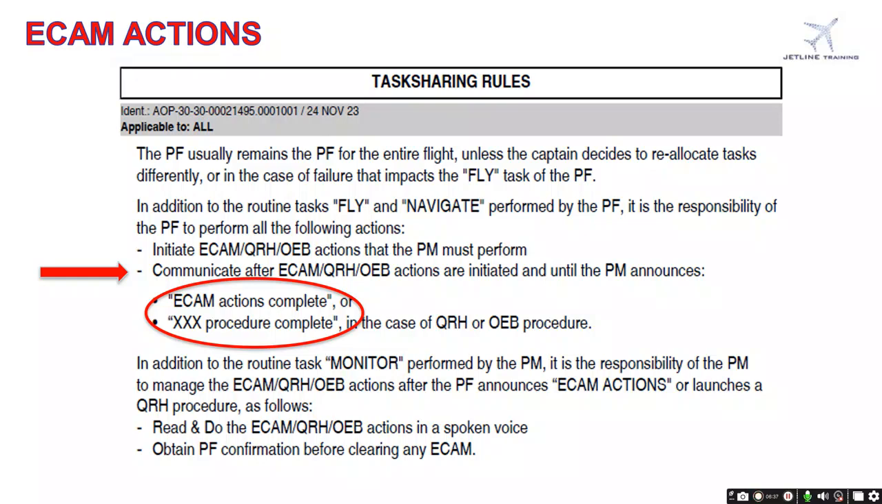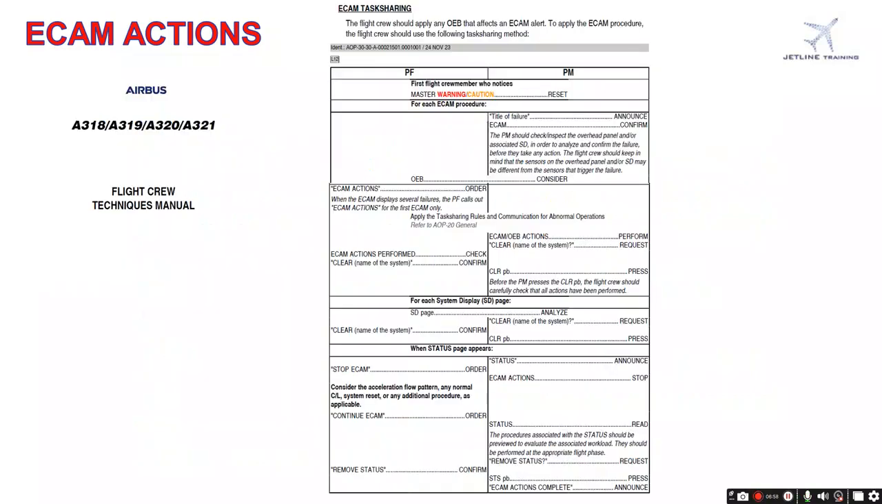In case you need to stop ECAM, for example in case of engine failure to accelerate the aircraft, communication is still with pilot flying. So communication is with pilot flying until ECAM actions complete or some procedure complete. In the FCTM you have a table which explains in detail how to handle ECAM and task sharing together with the calls between pilot flying and pilot monitoring. We will deal with this a little bit later in detail.